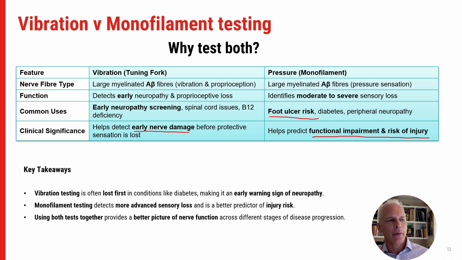So the key takeaways are vibration testing is often lost first in conditions like diabetes, making it an early warning sign of neuropathy. Monofilament testing often detects more advanced sensory loss and is a better predictor of injury risk. So using both tests together gives us a better picture of nerve function across different stages of the disease.